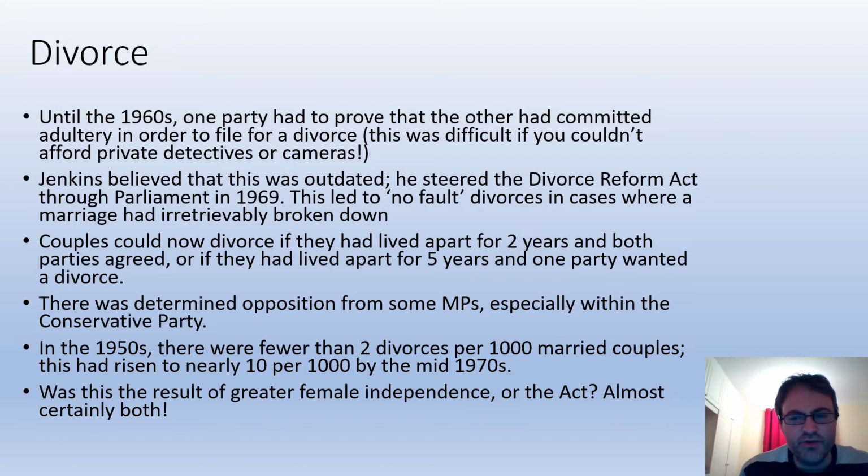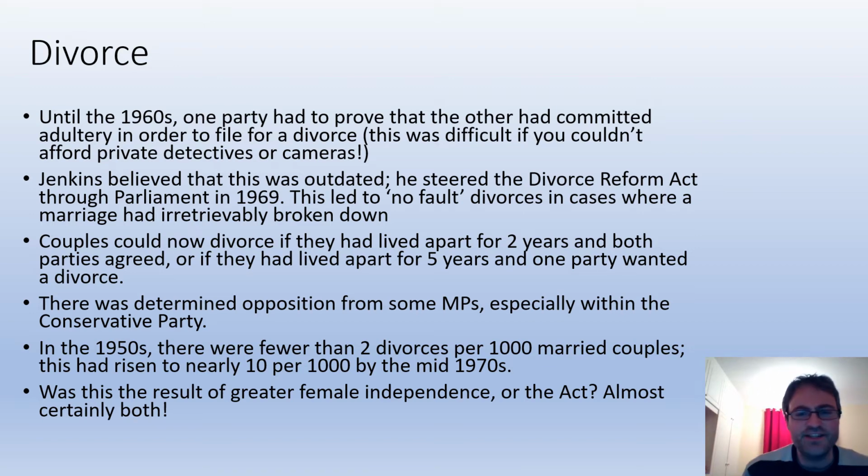Again, with all of these issues, it's hard to imagine in some ways the Britain of the 50s and 60s, but it is the case that until the 1960s, if you wanted to file for divorce, either the husband or wife had to prove that the other person had committed adultery, that they'd had an affair. Now, if you were rich and you could afford a camera or a private detective, maybe you could do that. If you weren't rich, this was almost impossible. And Jenkins said, this is hugely outdated.